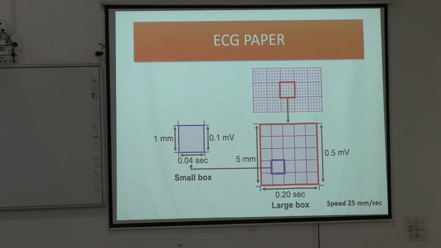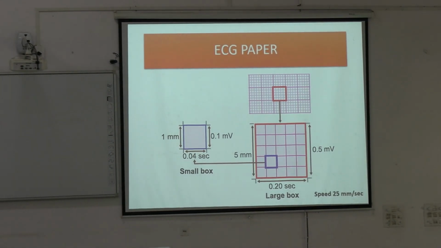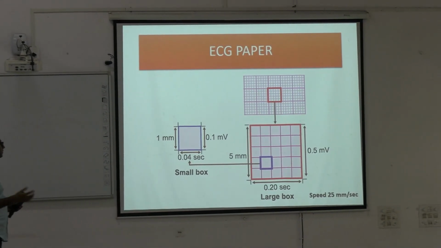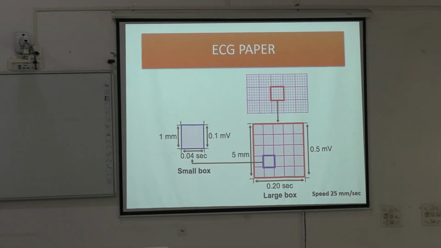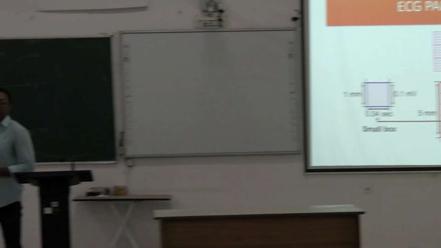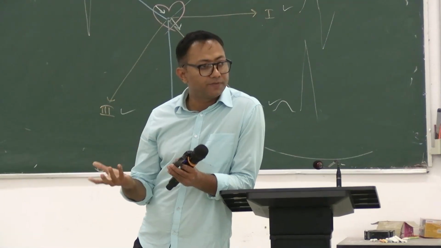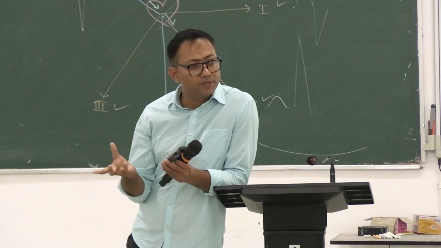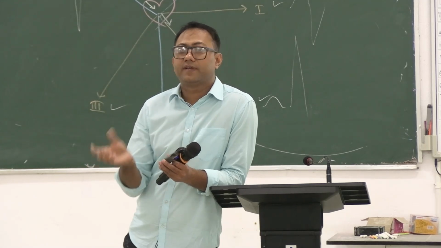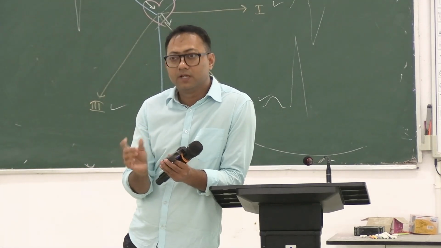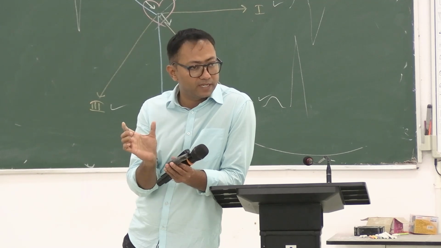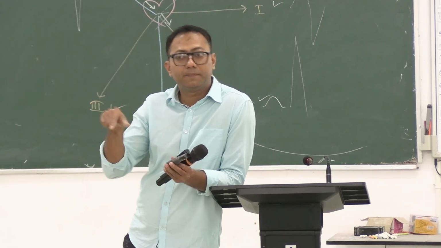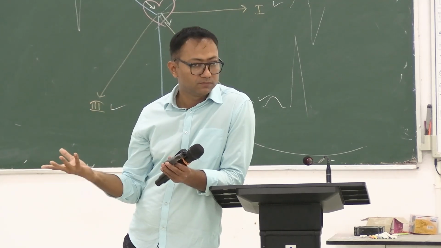Yes, 0.4 into 0.04 into 5. Okay, that is 0.2 second. Clear? So for any wave, say for example the QRS complex, I can ask you the net voltage of the QRS complex, or the duration of the QRS complex. If I ask you the duration of QRS complex, then you need to count the number of small squares between QRS and multiply it with 0.04, right?